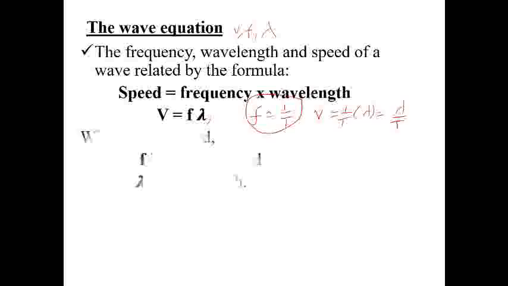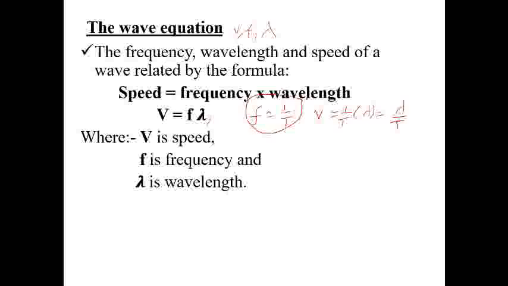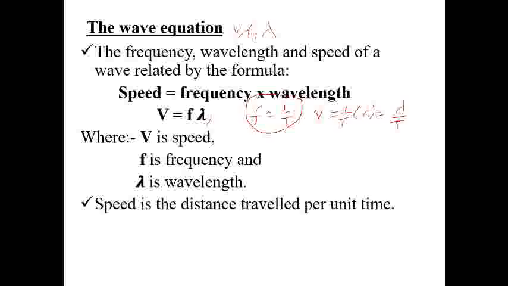And V is the speed, f is the frequency, and lambda is the wavelength. Since it is speed, the speed is what? A distance traveled per unit time. We can use this equation: this wavelength is the distance, and T is the time. Time period is the time taken to complete 1 revolution. Therefore, it's distance over time.